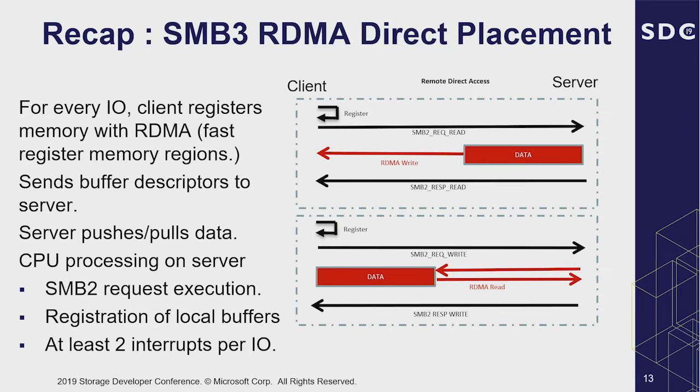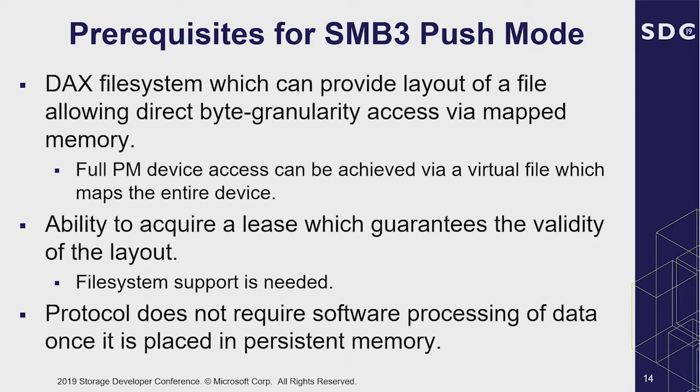So for example, if you take a write, the server will get interrupted when it receives the SMB2 write message, and then it reads data from the SMB client's buffer into its own buffers, and when that completes, it takes a second interrupt, so it's at least 2 interrupts per IO on the server side. So the interesting thing about push mode is if you can take the CPU out of the picture, you are essentially getting 0 interrupts on the server, and that's what we're trying to achieve, and that will hopefully bring down the latency and so on.